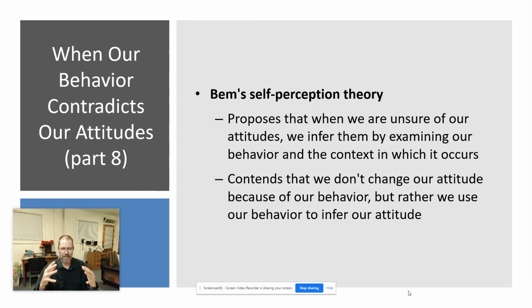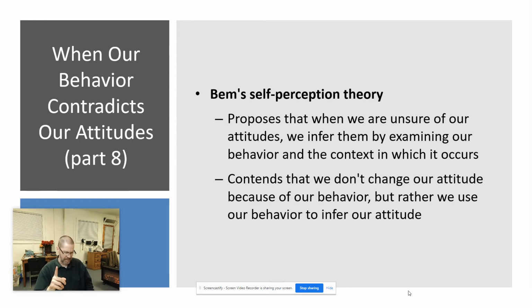Self-perception. Okay, so he's contending that we don't change our attitude because of our behavior, but rather we use our behavior to infer attitude. So he's sort of saying, no, there's no cognitive dissonance to reduce. We're just merely engaging in a normal attribution process. Remember that attribution process, to what do we attribute? Is this something internal? Is this something external? He says that's what's going on.